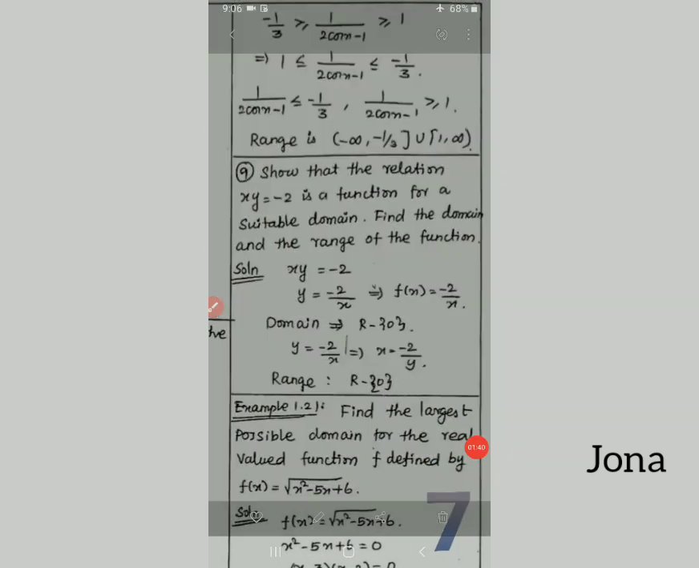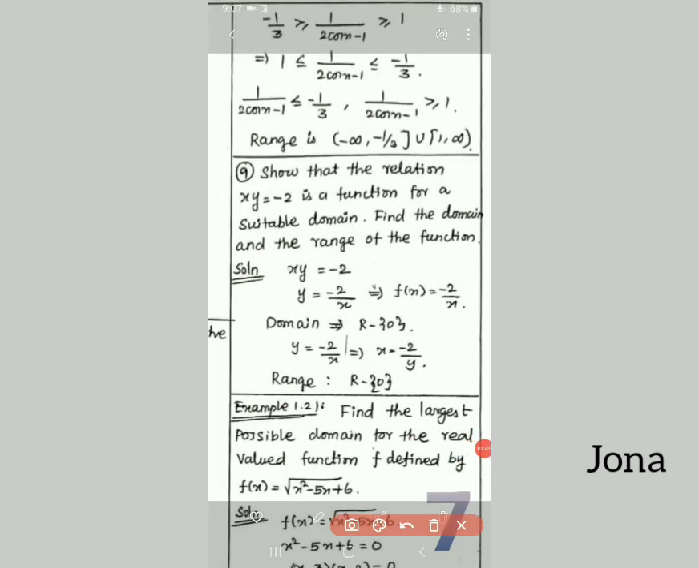Then I want to take the reciprocal for this, because in that problem I got 1 by 2 cos x minus 1. So take the reciprocal of this previous thing, so that I got minus 1 by 3. Here 1 by 2 cos x minus 1, here I got 1 by 1 is 1. But this inequality will change, because when we take the reciprocal, the inequality will change there. So that I got greater than or equal to symbol.